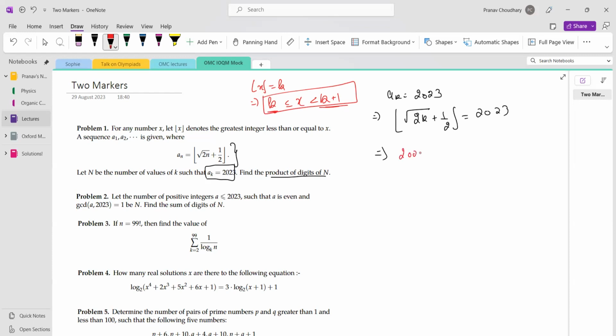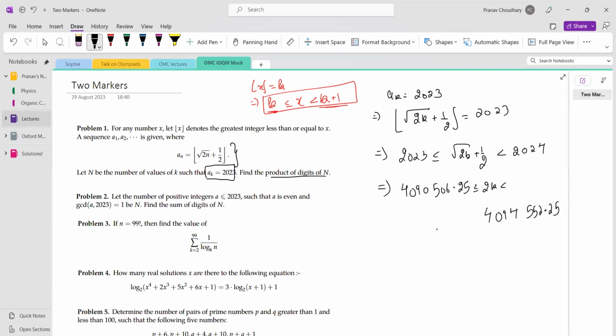So this means that 2023 is less than root 2k plus half, which is less than 2024. And now it's just calculation. I'll not bother doing the calculations too much, so I'll just quickly tell the values. This thing is 4090506.25, which is less than or equal to 2k, which is less than or equal to 4094552.25.